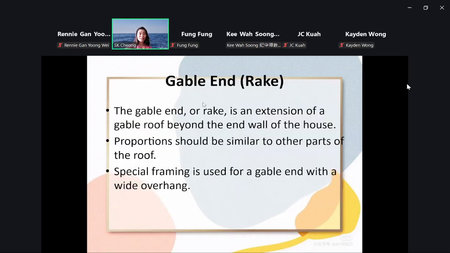Okay, so next will be the gable end. Remember, I think Caden also presented this, right?